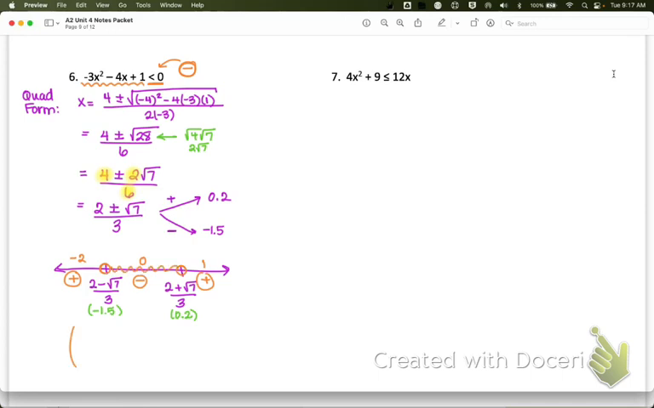So using interval notation, it would be 2 minus the square root of 7 over 3, and then it will include everything in between up to 2 plus the square root of 7 over 3. Or again, as an inequality, you would write your number less than x less than your number. Okay? So that's how you can do that.